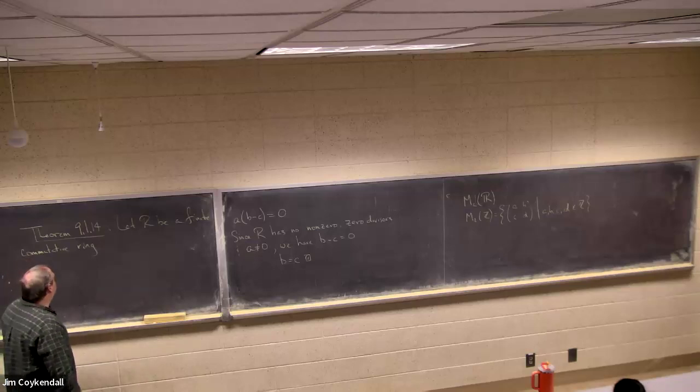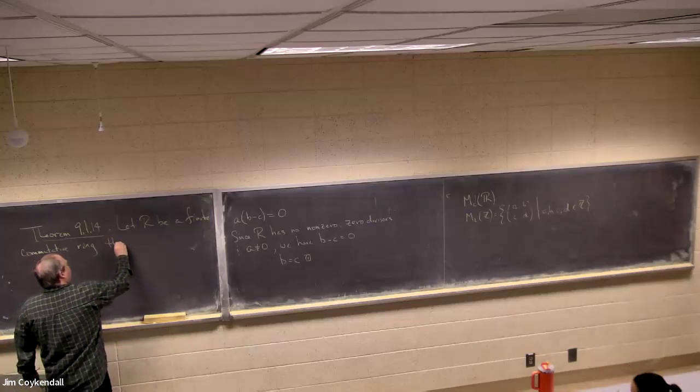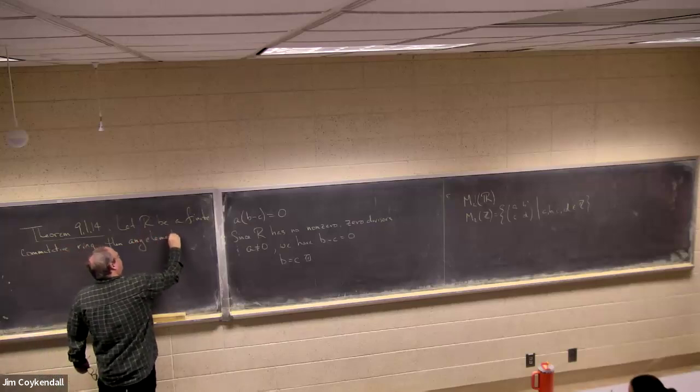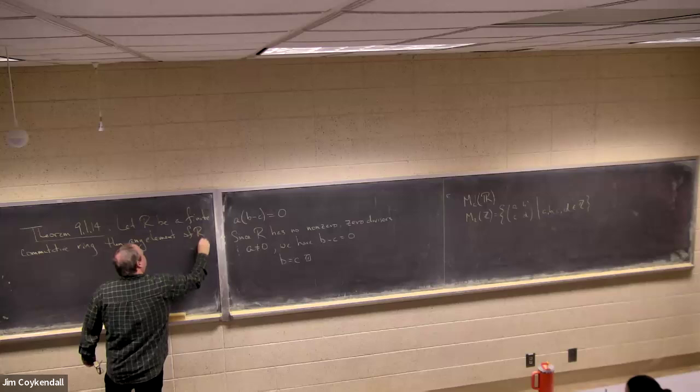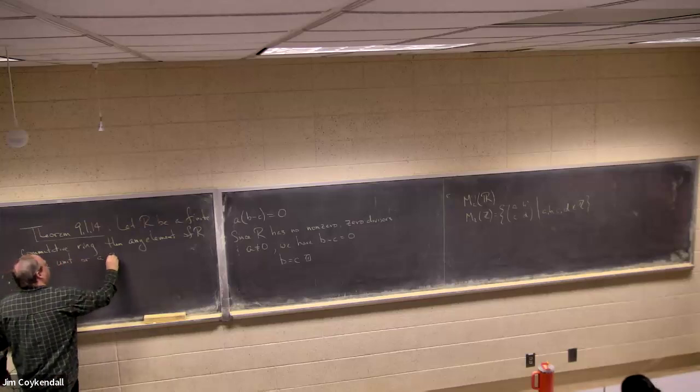Well, for sure, if R is a finite commutative ring, then any element of R is a unit or a zero divisor.